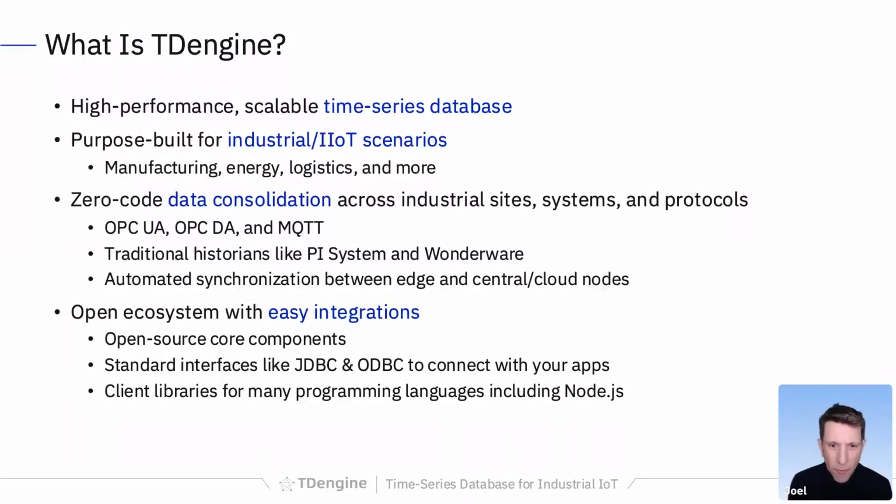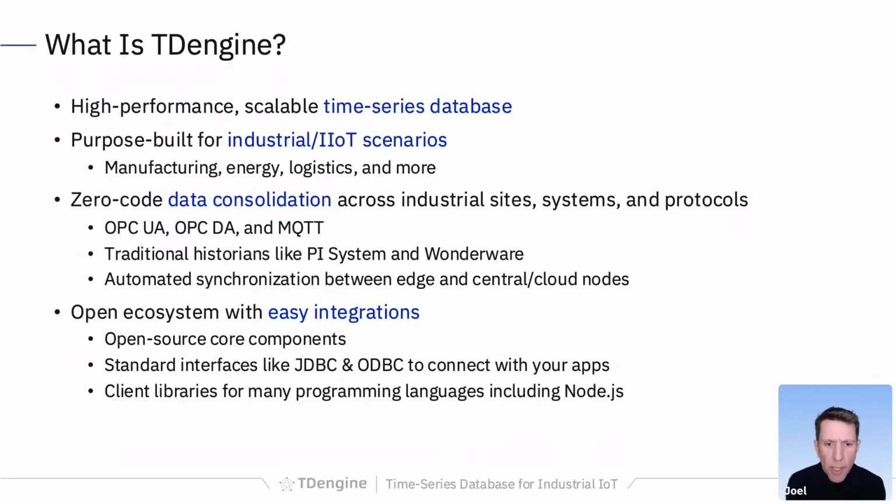TDengine is a high-performance, scalable time series database that was purposely built for industrial IoT applications. It has a zero-code data consolidation tooling that can be used across many industrial sites, systems, and protocols. We support OPC UA, OPC DA, and MQTT. We also work with traditional historians like the Pi system and Wonderware. You can also synchronize between edge nodes and cloud nodes.